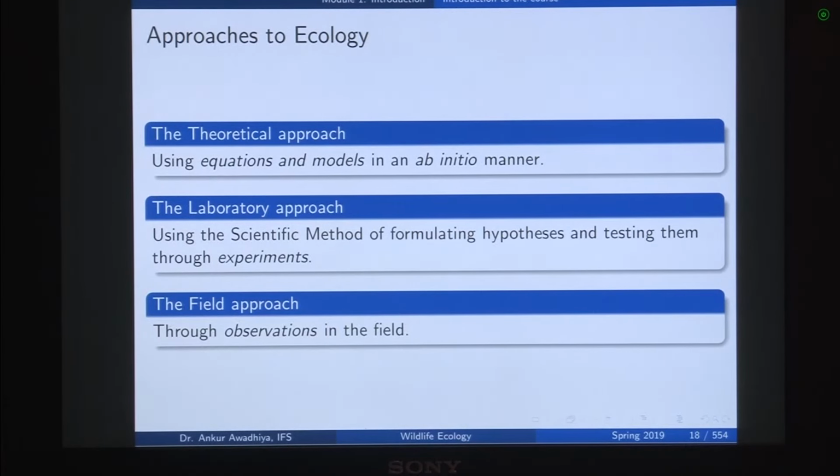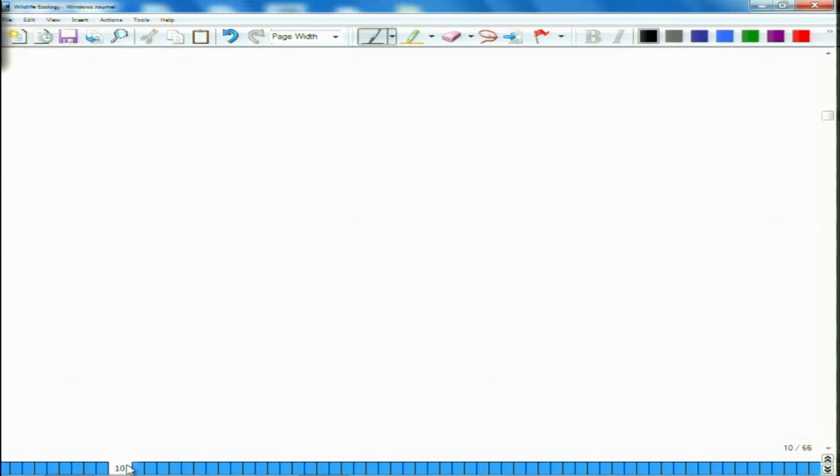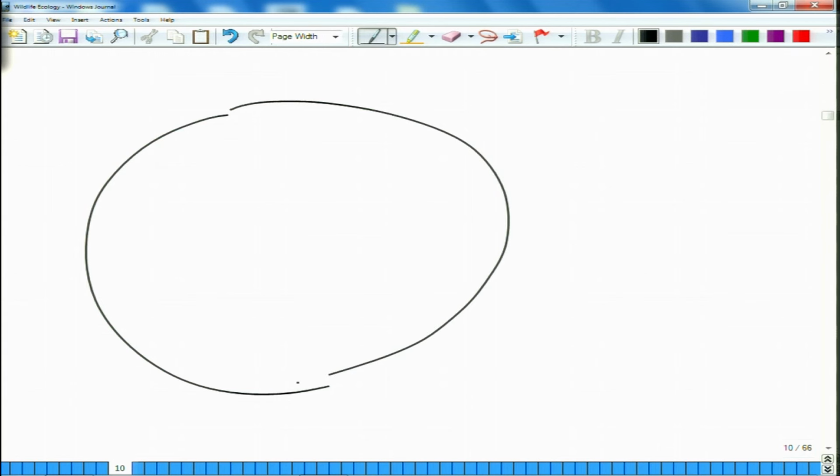So, the laboratory approach uses the scientific method of formulating hypotheses and testing them through experiments. So, to give an example, suppose we have this area and suppose this is a pond, and in this pond we are having a very small amount of algae. Now, the question that we could ask here is, what are the factors that are limiting the algae population in this pond? So, again we are looking at the abundance and distribution of an organism.